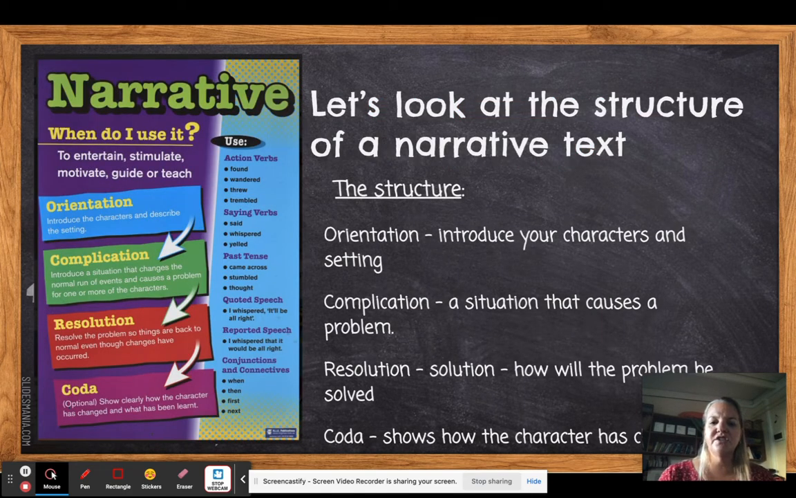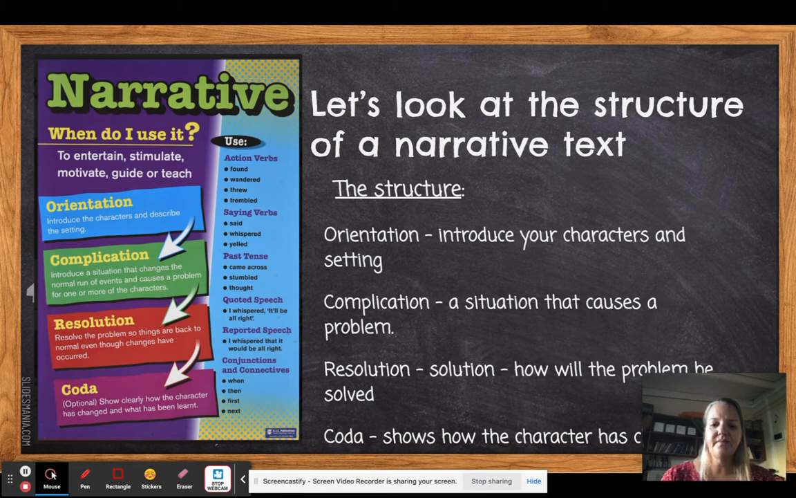So let's have a quick look at the structure of a narrative text. It's actually relatively simple. It starts with the orientation. That's where you describe your setting and you introduce your characters. This is really, really important to put a picture into the reader's mind. If you introduce and describe your characters and develop your characters, the reader gets a really good picture in their mind.